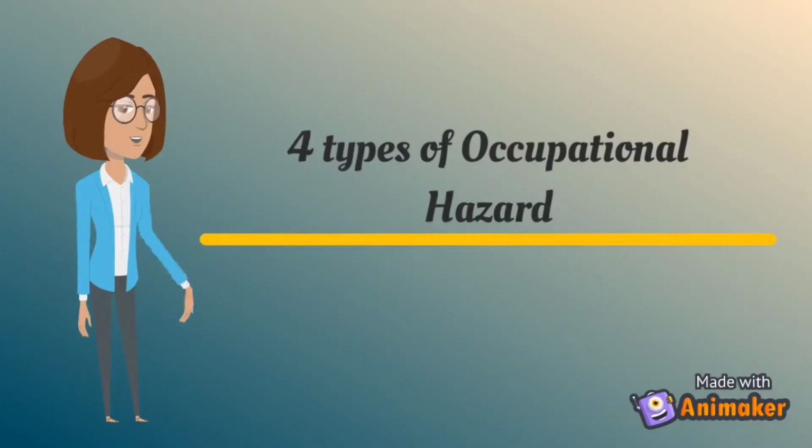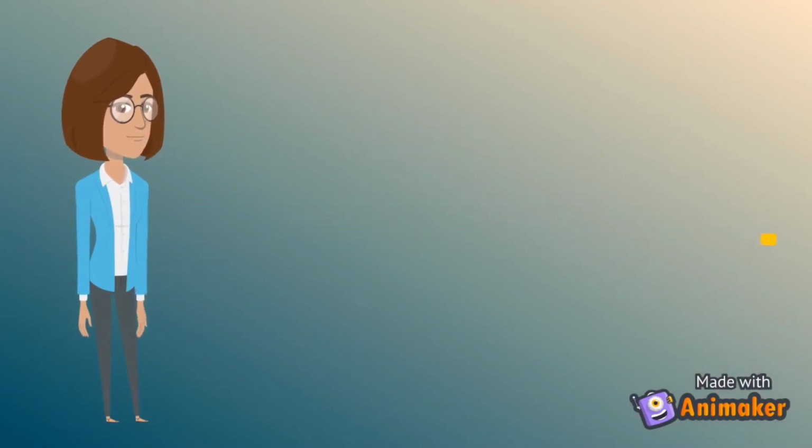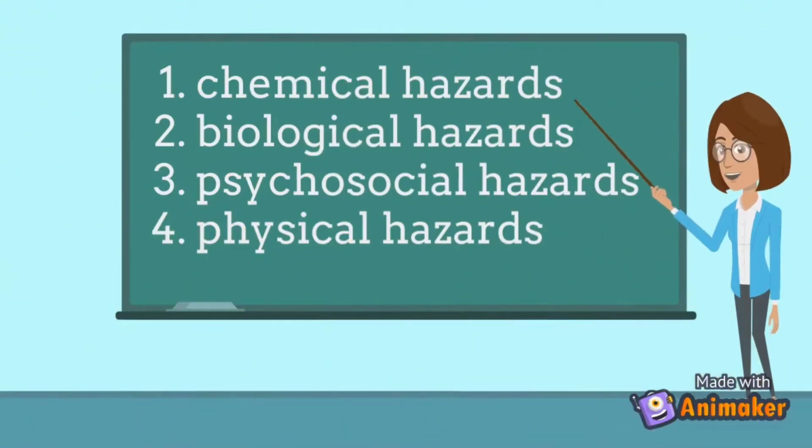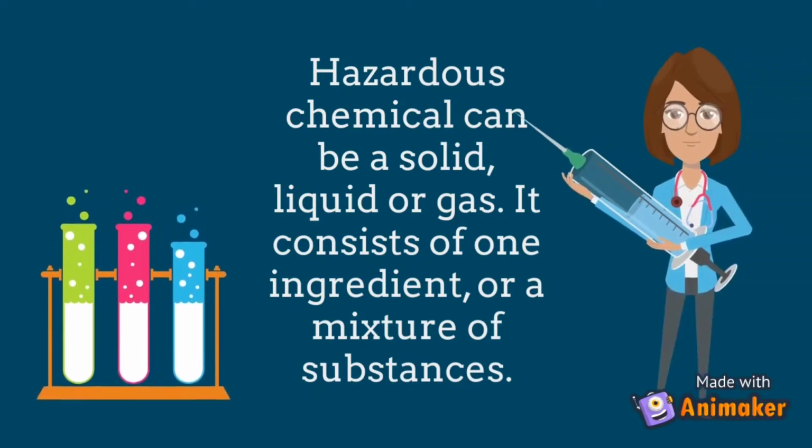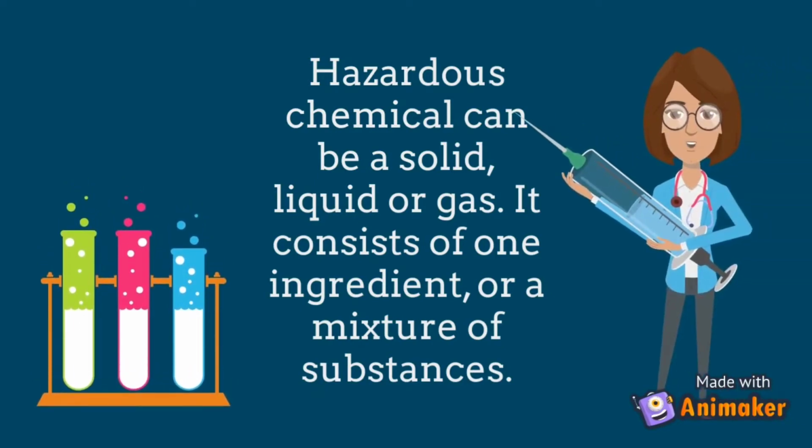Four types of occupational hazard. We have chemical hazards, biological hazards, psychosocial hazards, and physical hazards. A hazardous chemical can be a solid, liquid or gas. It consists of one ingredient, or a mixture of substances.